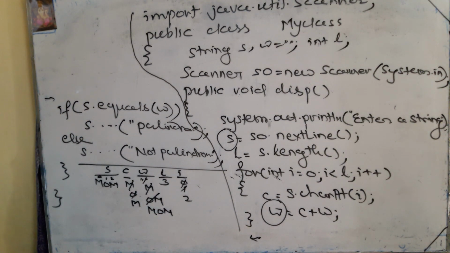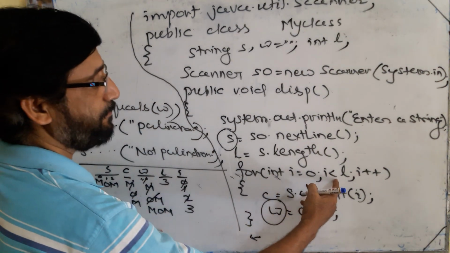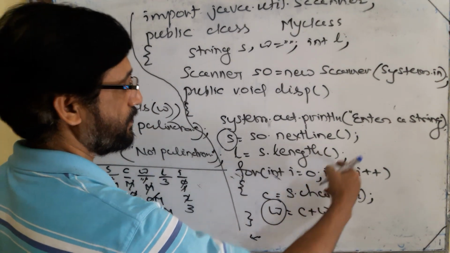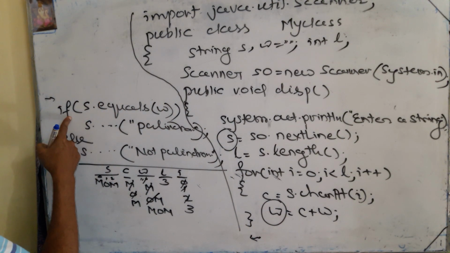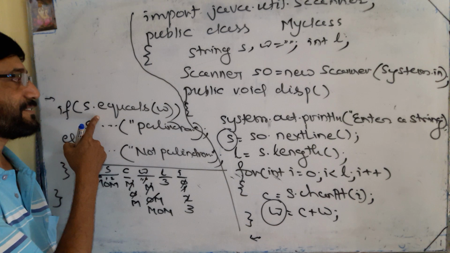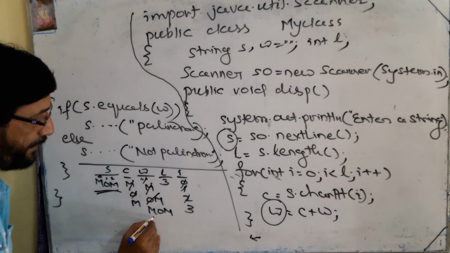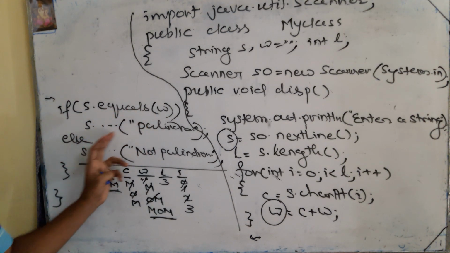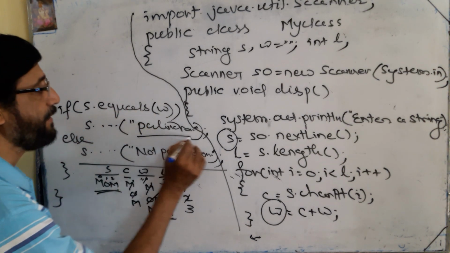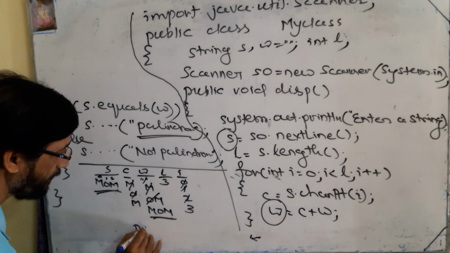Now the value of i is 3, but it exceeds the limit, so the condition becomes false, and control will come out of the loop. So the loop is completed, it will come to this part to check whether s is equal to w or not. Now the value of s is mom and w is mom, so the condition is true, so it will print, okay, it is a palindrome, palindrome on the screen.